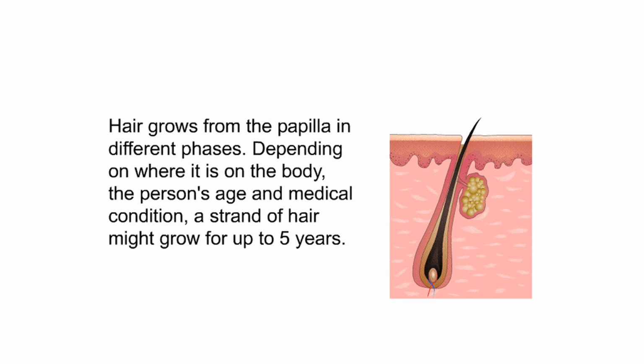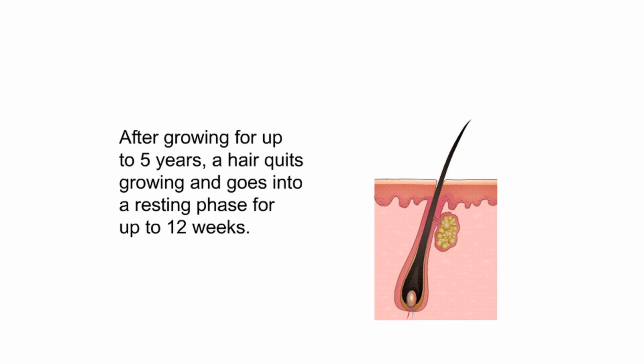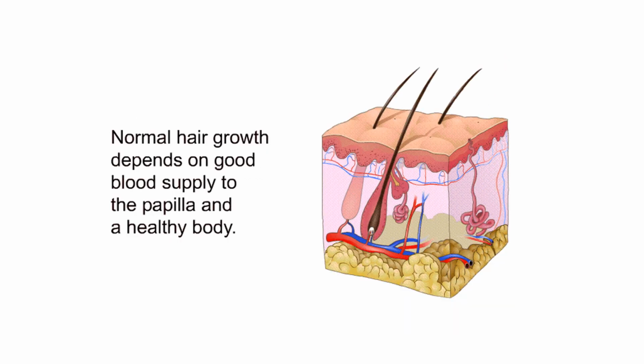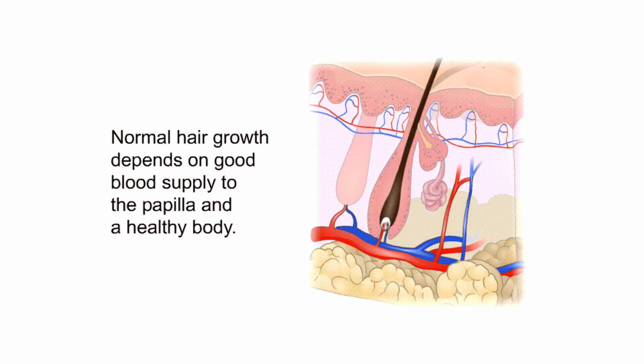Hair grows from the papilla in different phases. Depending on where it is on the body, the person's age, and medical condition, a strand of hair might grow for up to 5 years. After growing for up to 5 years, a hair quits growing and goes into a resting phase for up to 12 weeks. After the resting phase, the hair falls out of the follicle and a new hair starts to grow. The cycle then repeats. Up to 100 scalp hairs per day may fall out. Normal hair growth depends on good blood supply to the papilla and a healthy body.